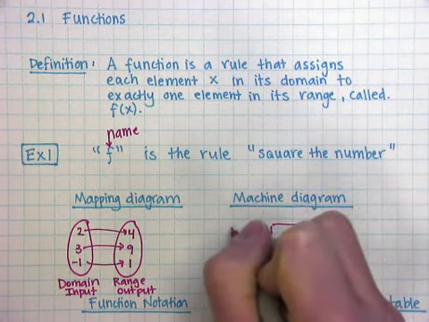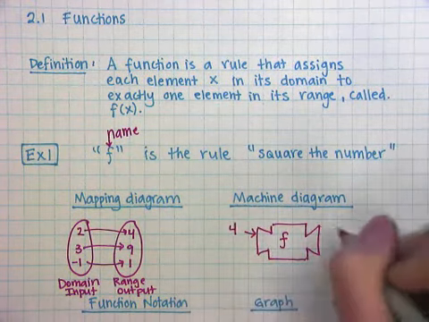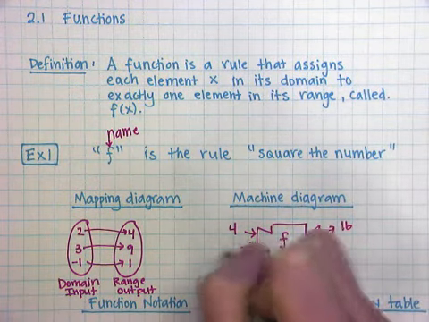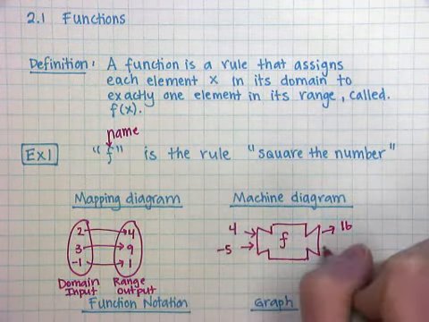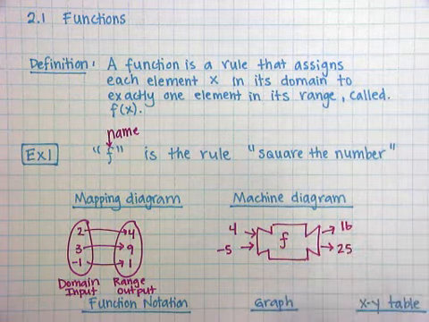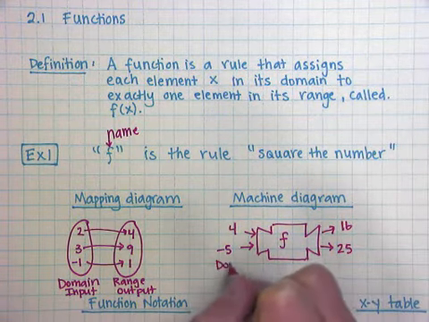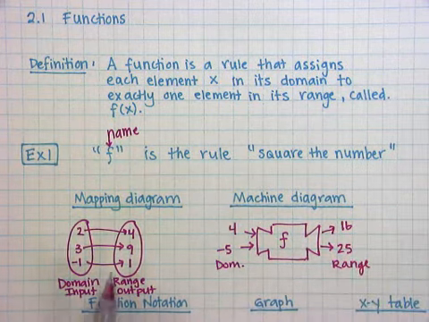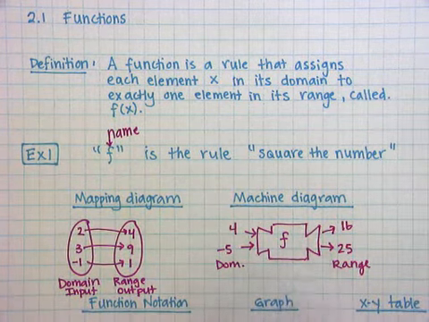So in this case, my machine would be called f, that's its name. And what I'm doing is if I plug in something like 4, I'm squaring it, and I'm getting out 16. Or if I plugged in -5, I would square -5 and get out 25. Here again, this is my domain, and this is my range. So you can think of it as a mapping diagram or as a machine diagram.